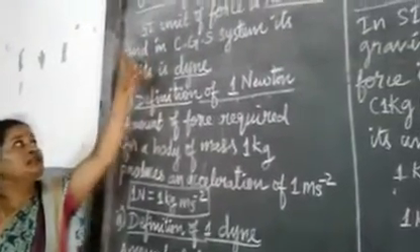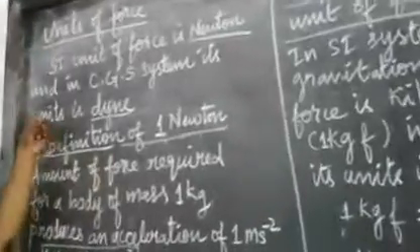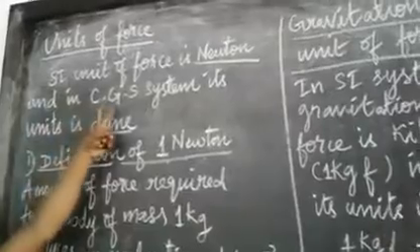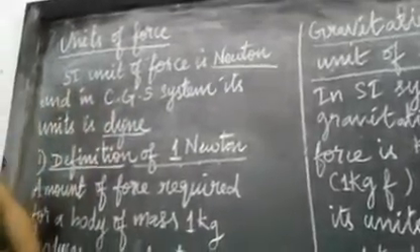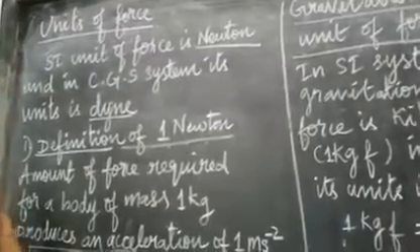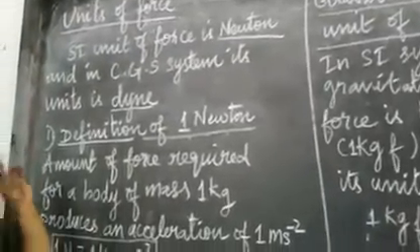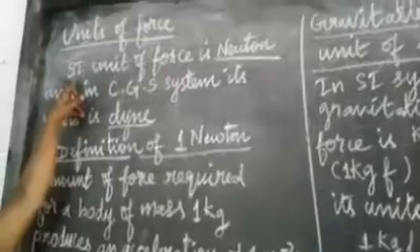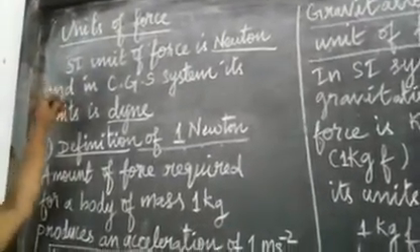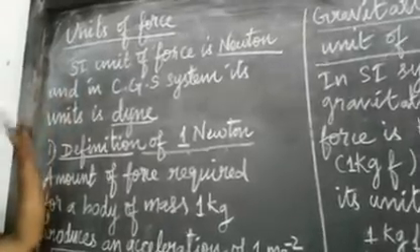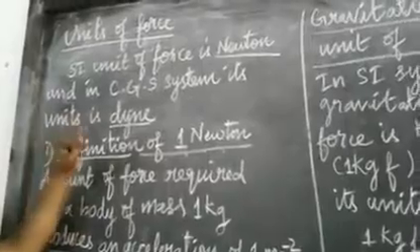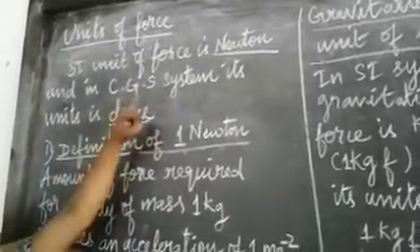Next, these units are of two types. There are two systems: one is the SI system, and the other is the CGS system. In the SI system, length, mass, and time are denoted as follows: length is meter, mass is kilogram, and time is seconds. And in the CGS system, centimeter, gram, second.